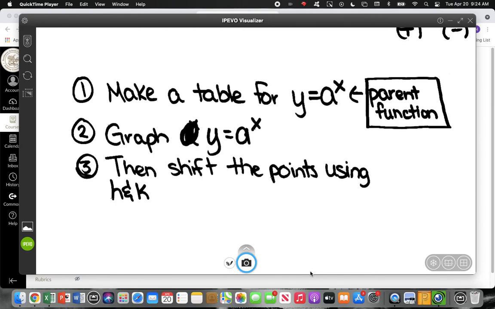So a parent function just means it's a base, and then anything added to it just makes a shift. So we're going to graph the base, and then we're going to use the numbers in the equation to tell us, does it move left and right? Does it move up and down? And then we will make those moves to the points that we have on the graph. So that's the reason why I had you guys grab 2 colors of colored pencils.